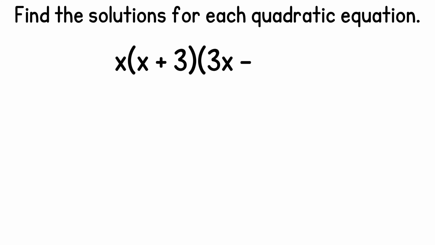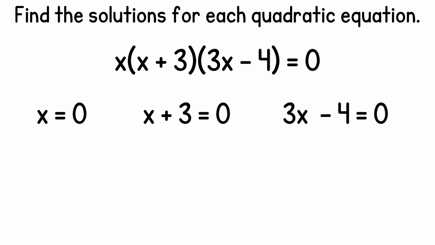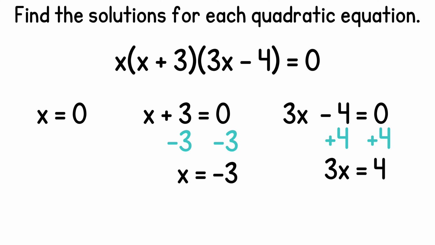And in this equation, we have x times (x plus 3) times (3x minus 4) equals 0. This time we'll have 3 equations that we'll set equal to 0. The first one is already solved. So we'll start by subtracting 3 on each side of the equation on the second example, which gives us x equals negative 3. Now we'll solve our last equation. We'll start by adding 4 to both sides, which gives us 3x is equal to 4. Now we'll divide both sides by 3, which gives us x is equal to 4/3.